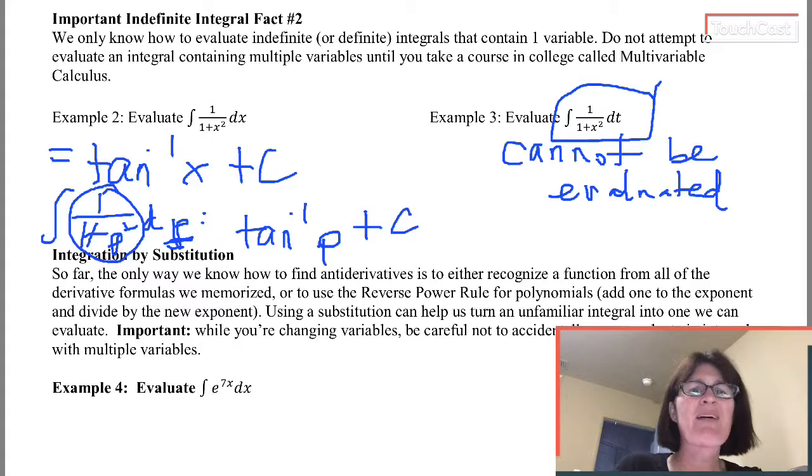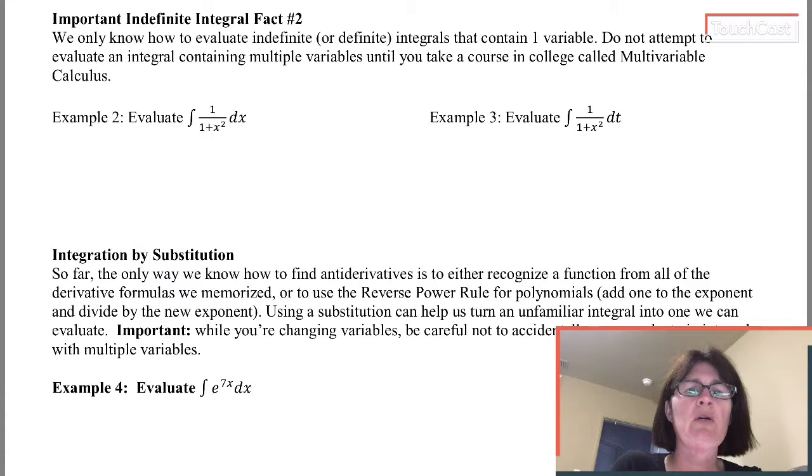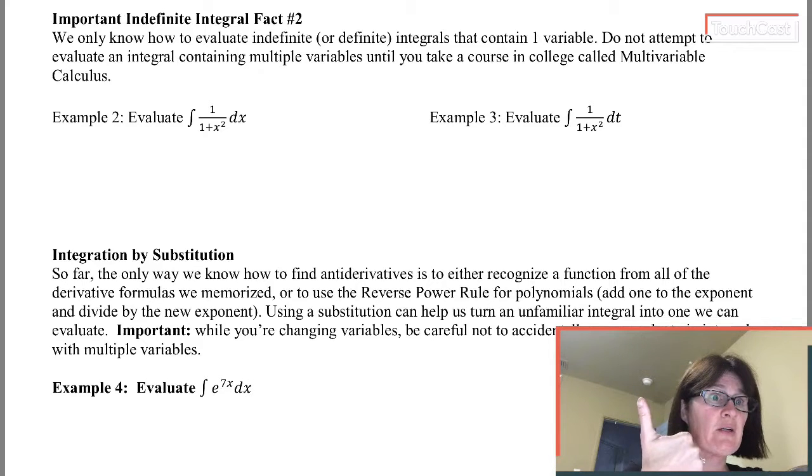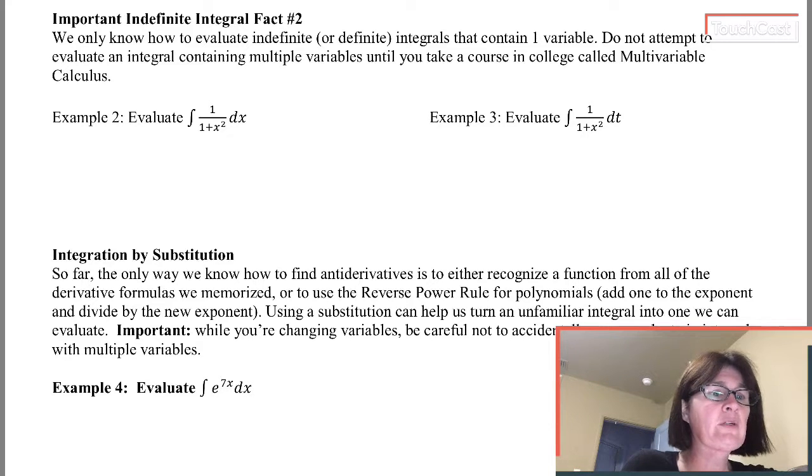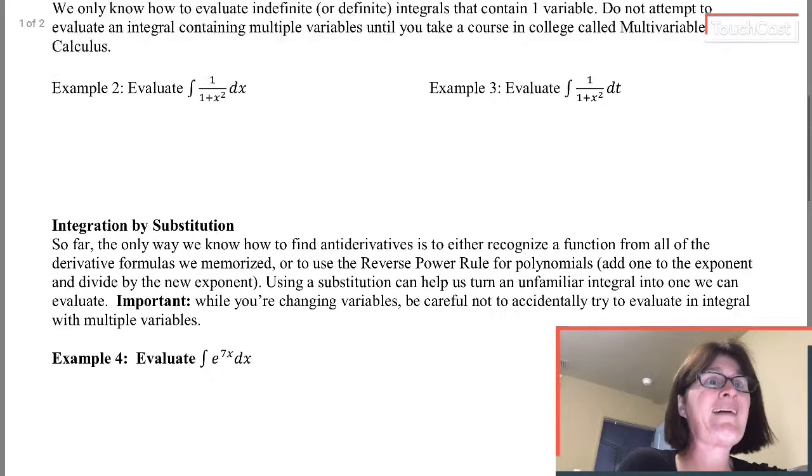Okay, so let's talk about integration by substitution. So far, we know how to find antiderivatives by using the inverse power rule. So like the reverse power rule, add 1 to the exponent and divide by the new exponent. That works for functions that are polynomial.